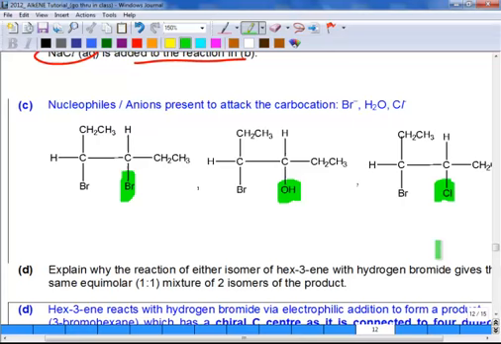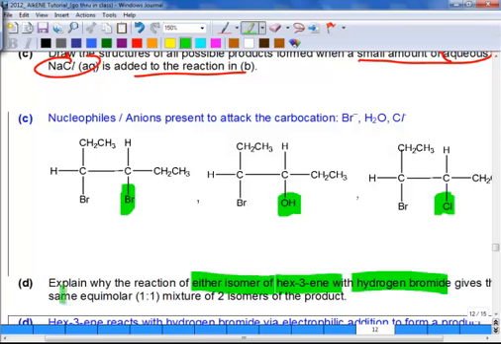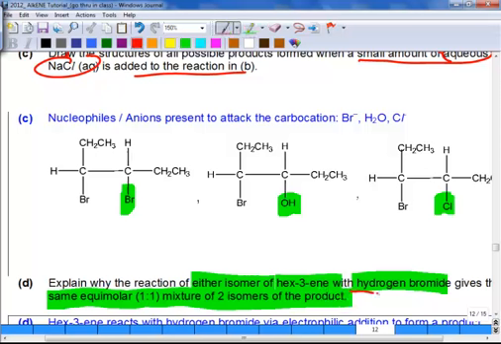We are moving on fast. Part D already. Explain why the reaction of either isomer of hex-3-ene with hydrogen bromide gives the same equimolar 1:1 mixture. First thing, again, you are reacting with hydrogen bromide, HX. So what would you think of? Markovnikov rule. So 1, 2, 3, 4, 5, 6.